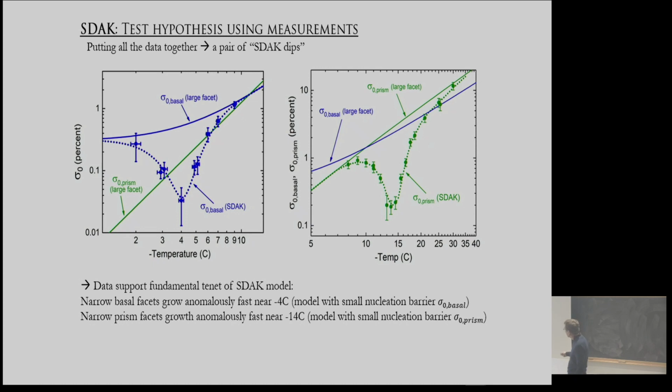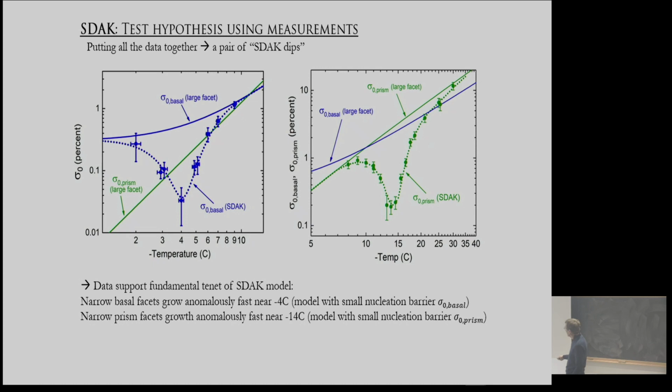So these lines are just smooth lines of what normal facets grow like, and this is what thin facets grow like. Now it's all a little bit circular. We assumed that the thin facets did something, and then we went through and saw that they did the right thing. But these curves are not made up. These come out of the data. So this tells you the extent of the dip, and it gives you a picture of what's going on. But mainly, it supports the model. It all hangs together.